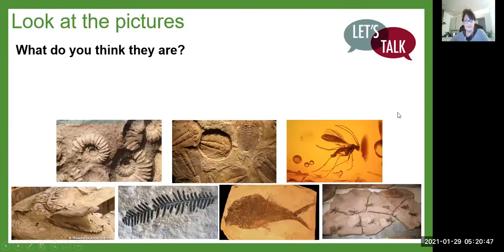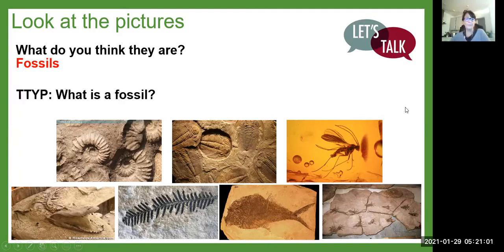So look at the pictures. What do you think they are? Yes, they're all different types of fossils. But what is a fossil? Have a think. Can you explain what a fossil is or what you think it is in a really good sentence?